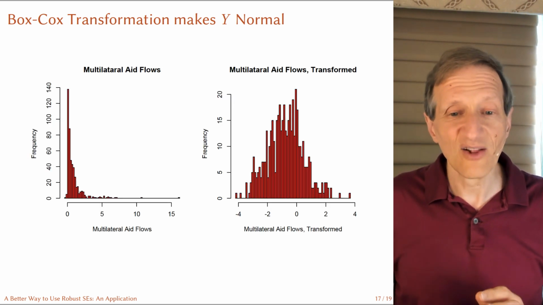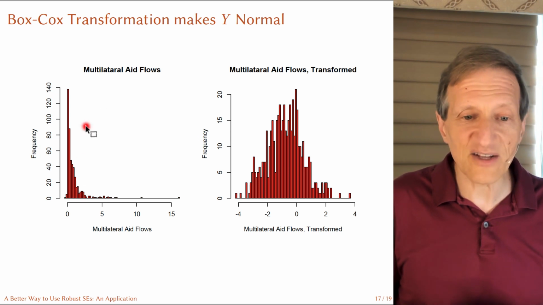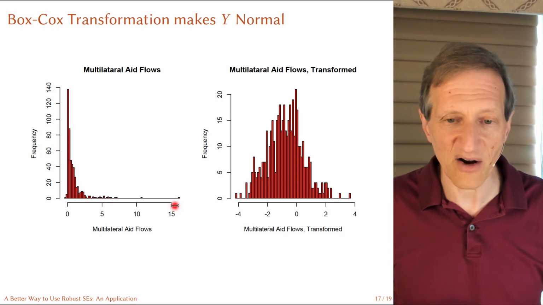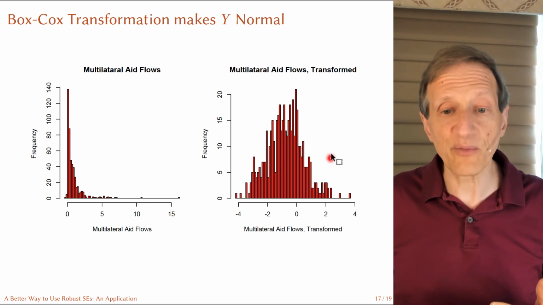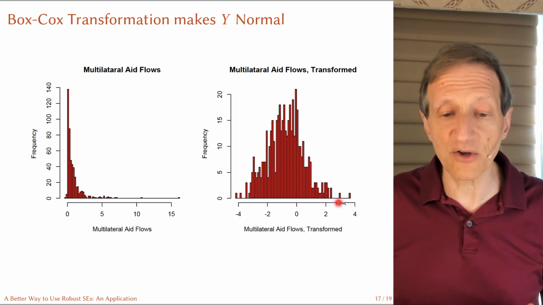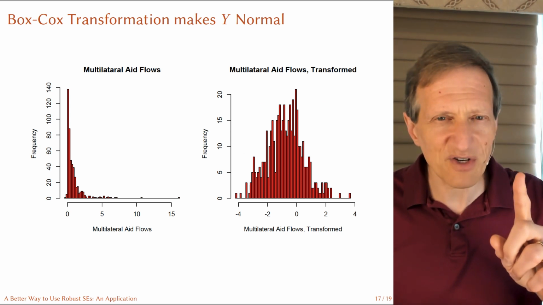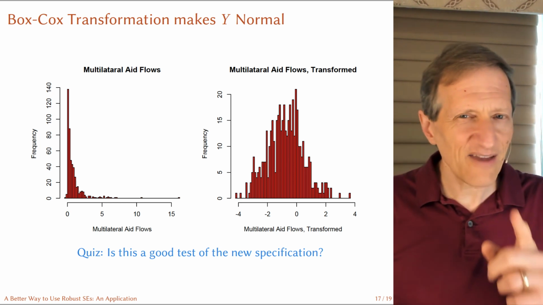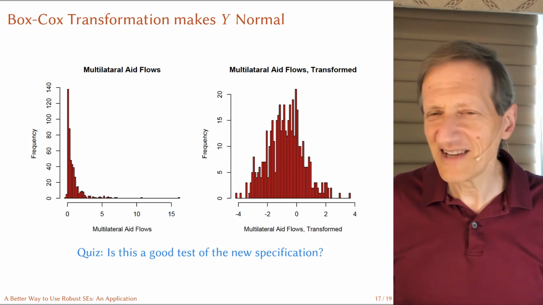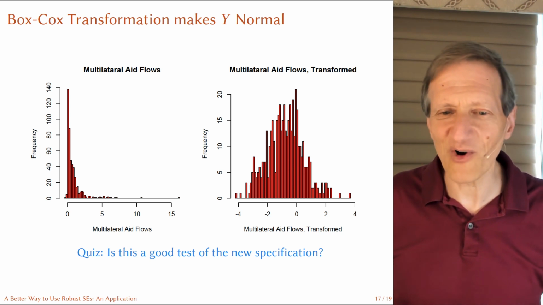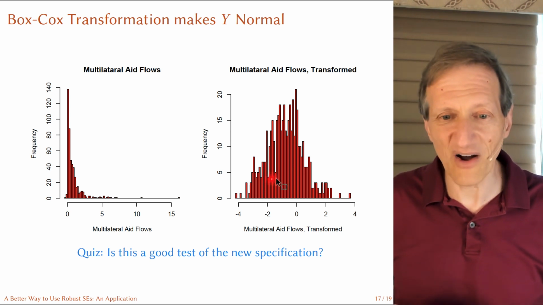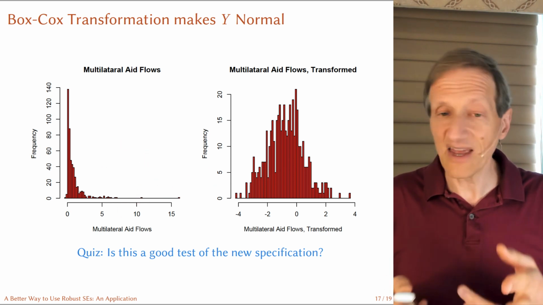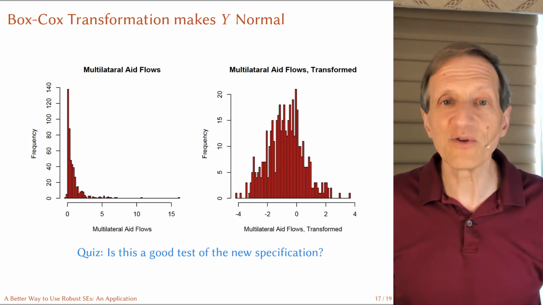Let's just look at y. So here's the distribution of y. It's very heavily skewed, with an observation here and an observation all the way out here. After you take this Box-Cox transformation, it now looks much closer to normal. But now pause just for a second. Is this a good test of normality? I gave you a quiz like that a bunch of presentations before. It's not a good test of normality because the normality assumption is conditional upon x. And I'm not conditioning on x here. I'm just showing you the dependent variable.